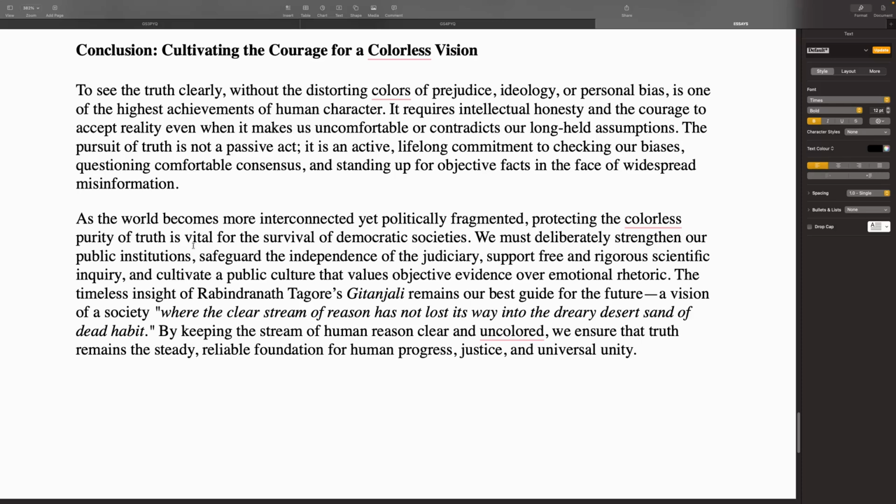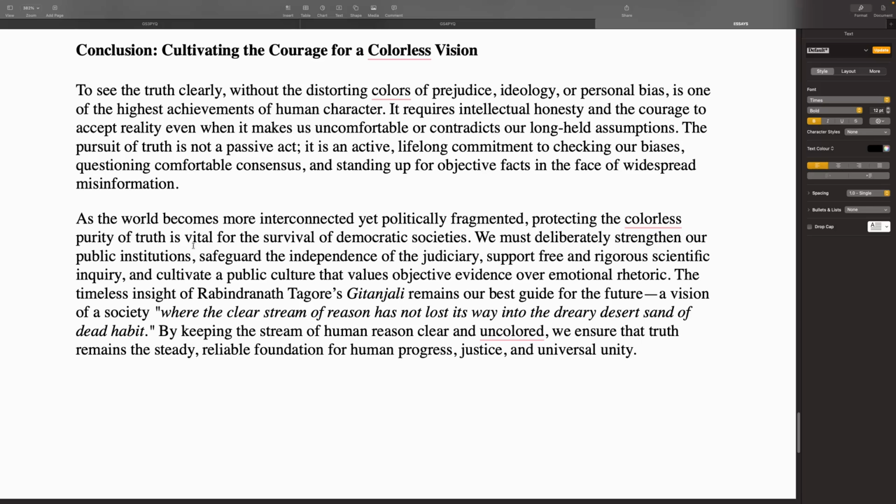The pursuit of truth is not a passive act, it is an active, lifelong commitment to check our biases, question comfortable consensus, and stand up for objective facts in the face of widespread misinformation. As the world becomes more interconnected, yet politically fragmented, protecting the colorless purity of truth is vital for the survival of democratic societies. We must deliberately strengthen our public institutions, safeguard the independence of the judiciary, support free and rigorous scientific inquiry, and cultivate a public culture that values objective evidence over emotional rhetoric.